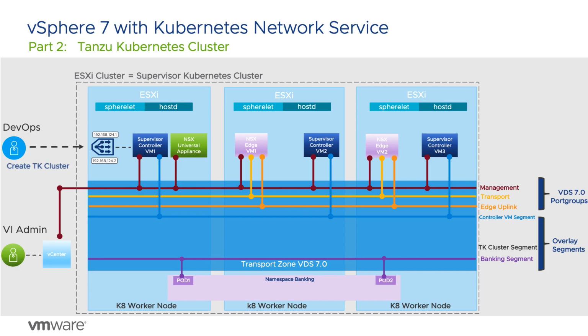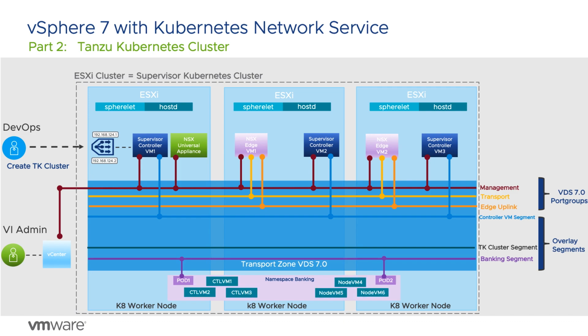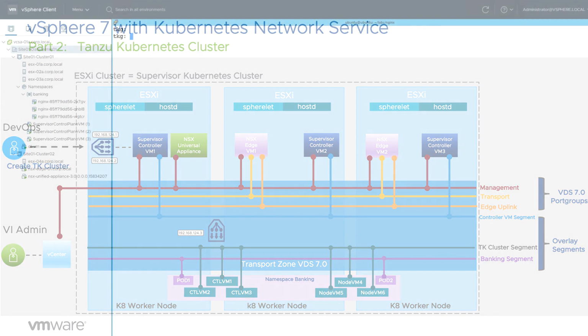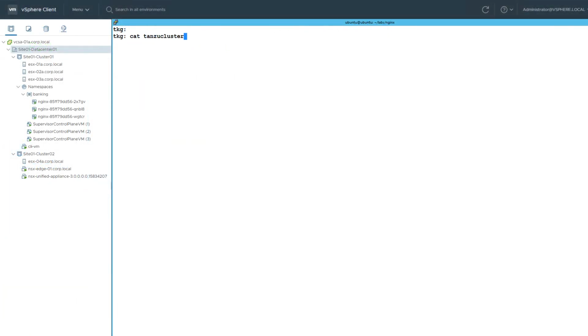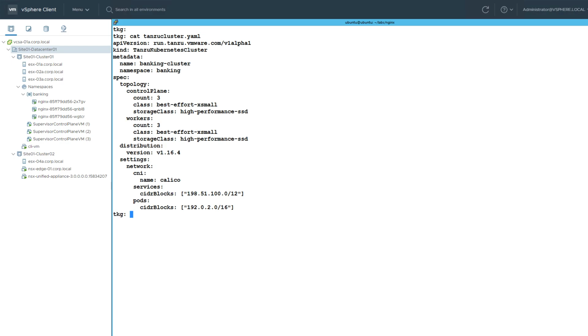Each TK cluster is a set of controller and worker VMs attached to its own NSX network segment and front-ended by a load balancer. Let's deploy a cluster. This simple YAML contains the specification for the cluster. We're deploying a cluster with three controller and three worker nodes using Calico as the overlay networking within the cluster.